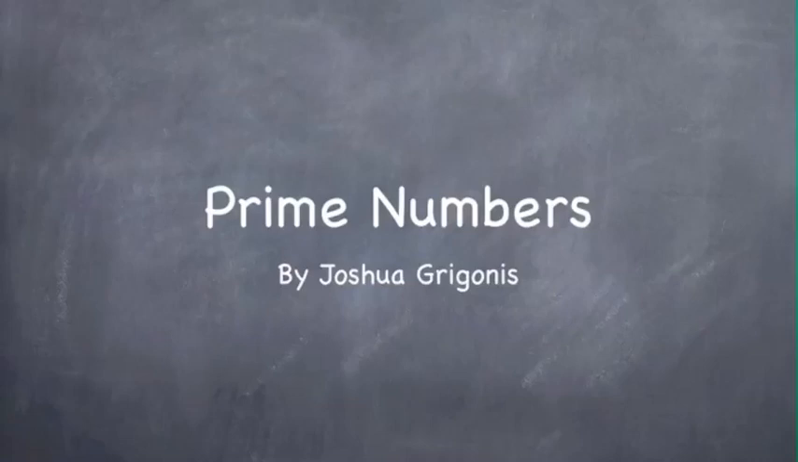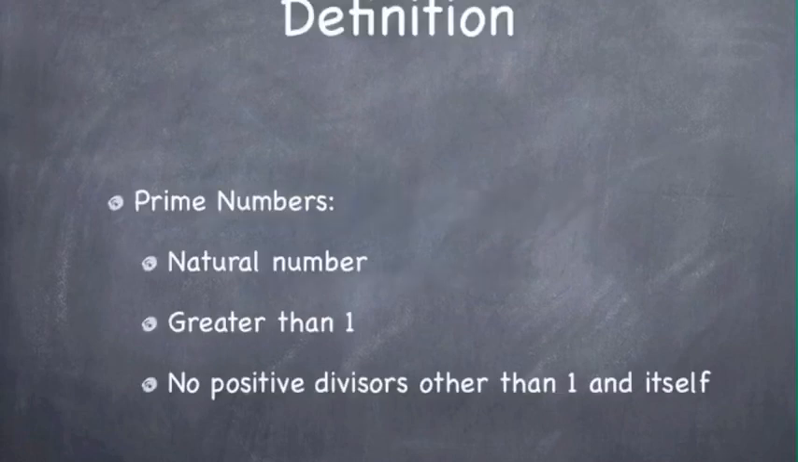This video is about prime numbers. So if you have to ask what is a prime number, I'll spend a little bit of time on that, but here's the definition. A prime number is a natural number that's greater than 1 and has no positive divisors other than 1 and itself.